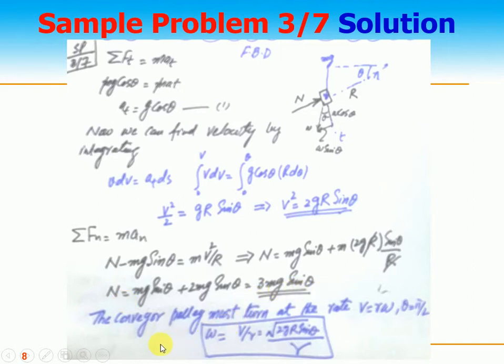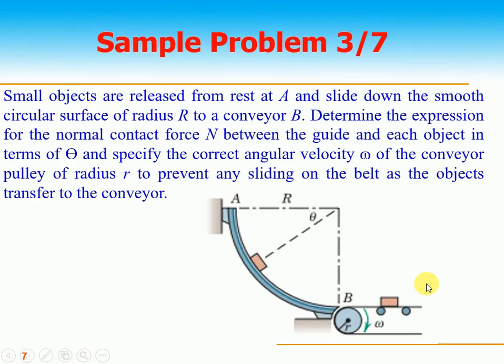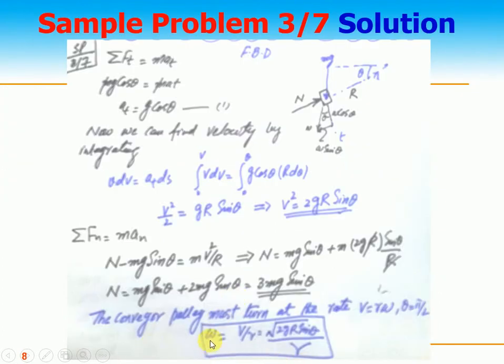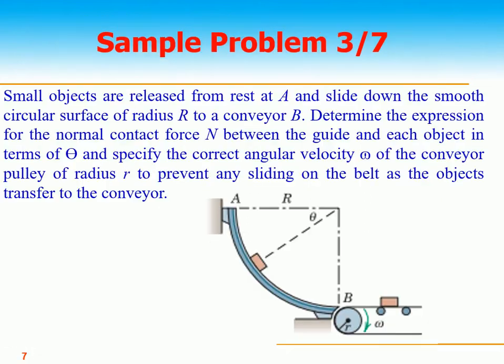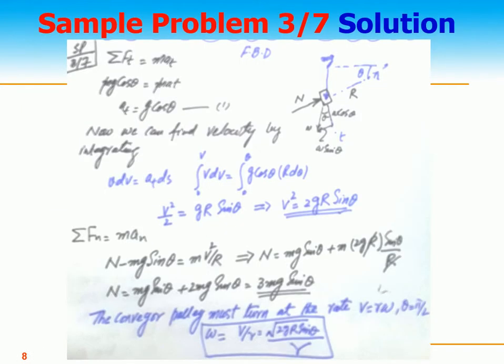Next, my next question is to find out what is the angular velocity of the conveyor such that the objects will not slip. The conveyor pulley must turn at the rate of, we know that v is equal to r omega, and here theta is pi by 2, that is 90 degrees. So omega is equal to v by r. I put the value of v, which is under root 2 g r sin theta, over r, the radius of curvature at any instant. But this small r is the radius of the pulley on which the motor is attached. So this completes this problem.